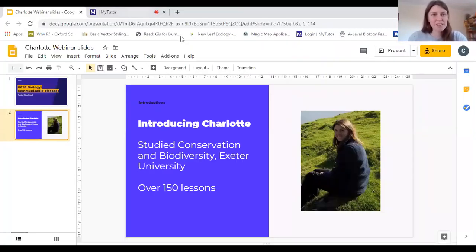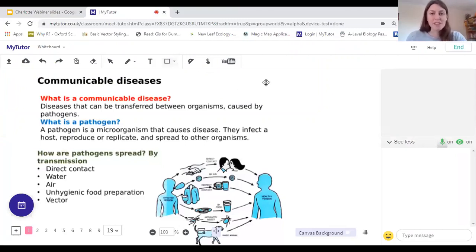Hi everyone. So today we're looking at communicable diseases, which follows on nicely from last session, which was non-communicable diseases. So if you were here for that, this is building on your knowledge of that and keeping going with infection and response, which is the topic that we're working on at the moment. If you didn't join, then don't worry. I try to coordinate these lessons so that it's something that you can learn in one go, so you haven't missed out too much.